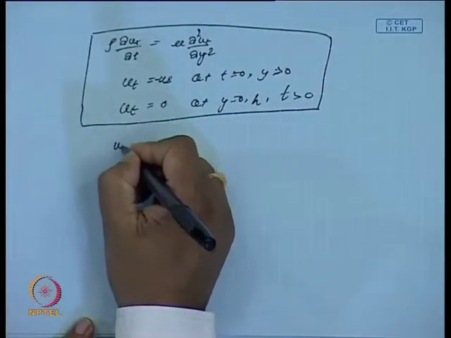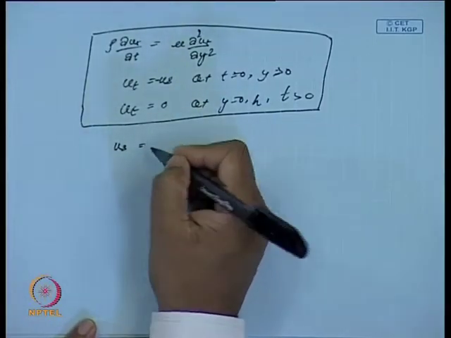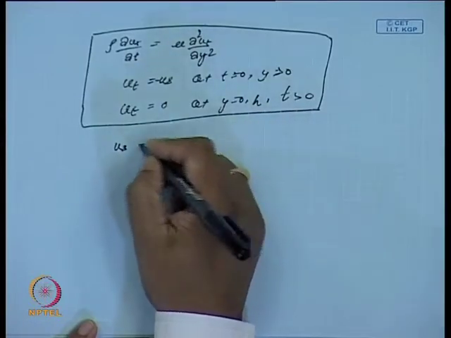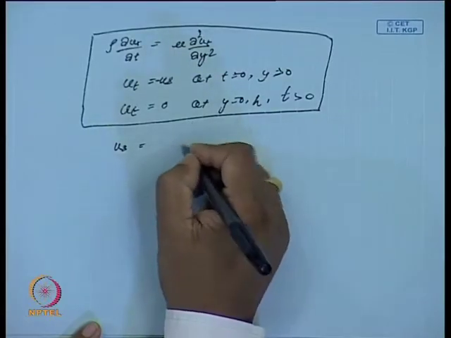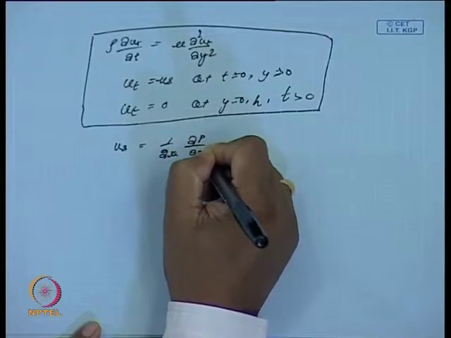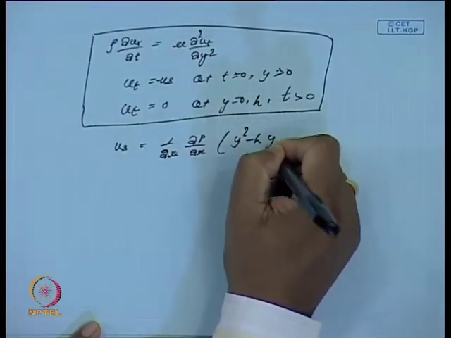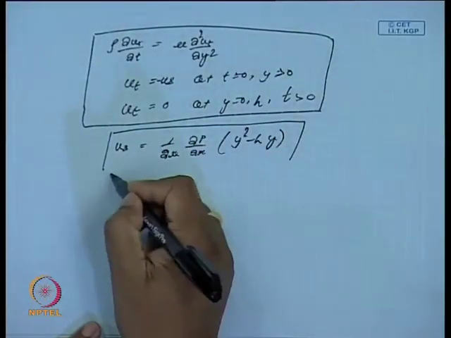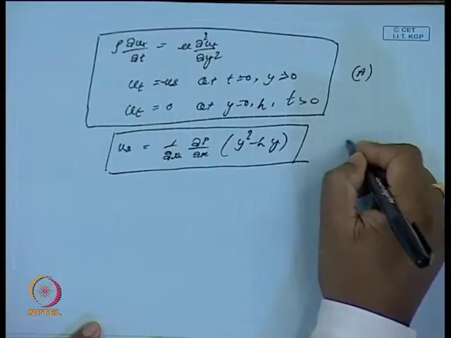u_s is the solution associated with the unsteady Poisson flow, and earlier, in the previous two classes, we obtained the Poisson flow solution. That solution is nothing but 1 by 2 mu del p by del x into y square minus h y. This is the solution. If I call this a, that is my u_s. So, if I substitute this u_s, this is a and this I call b.